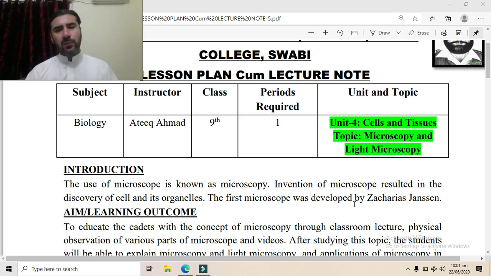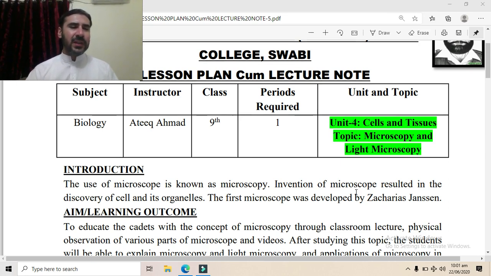The first microscope was developed by Zacharias Janssen. He was a glass maker. He had an optic shop, and this was accidentally discovered by Zacharias Janssen and his son. They placed two lenses in a tube and observed small things with that tube.